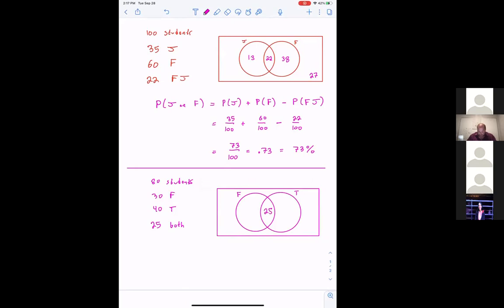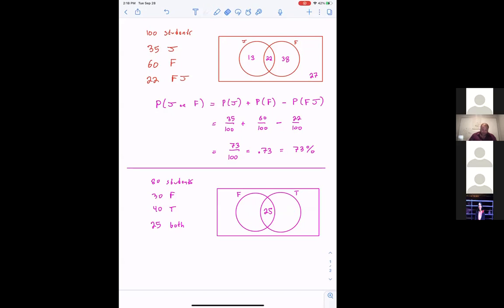25 use both. Now, what I saw a number of people do, which is wrong, is they said, oh, 30 Facebook and 40 Twitter, so they put a 30 and a 40 there. Now, even before I go any further, if you add up those 3 numbers, what do you get? More than 80. So that can't be right. I don't even care what the number is, but it's certainly more than 80.